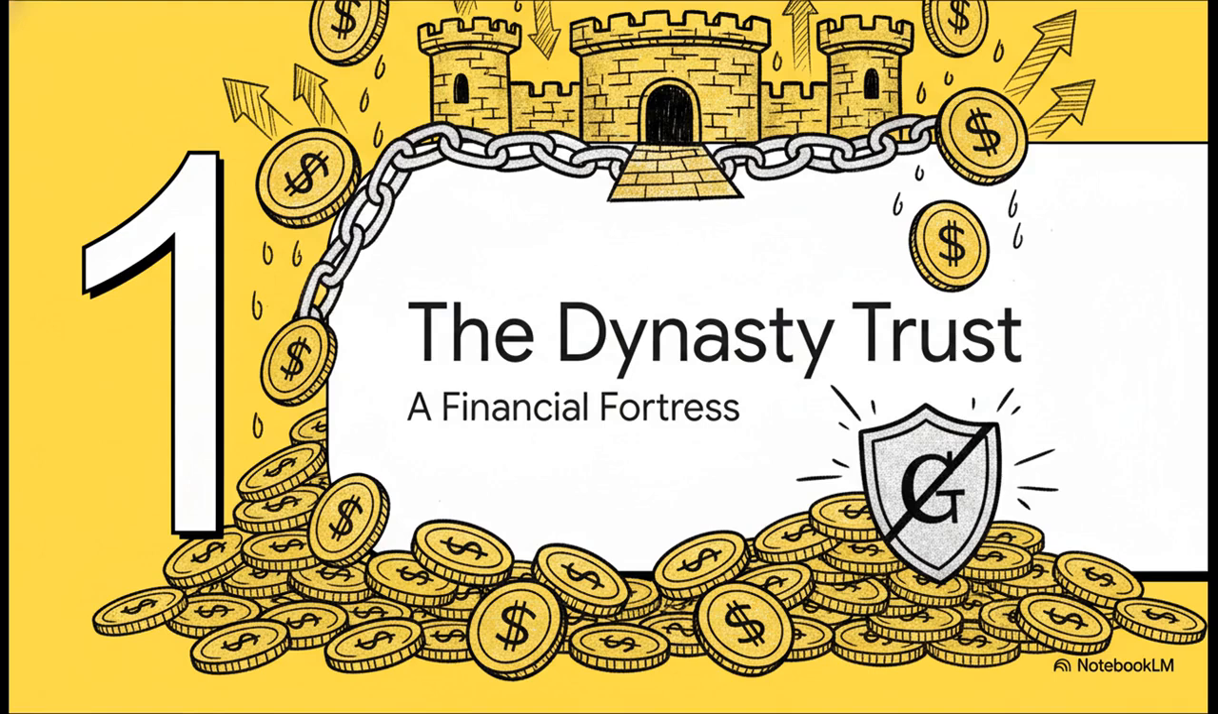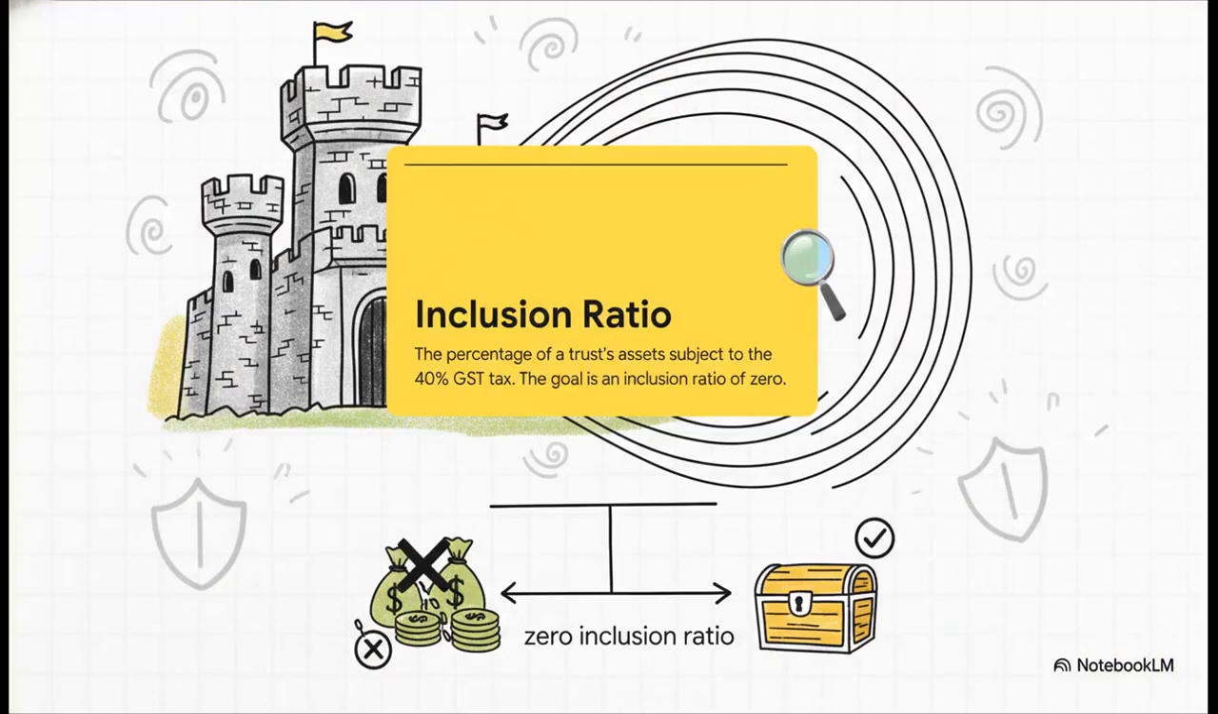Okay, first things first, what are we actually trying to build here? A dynasty trust isn't just any old trust. It's a financial fortress. Seriously, it's an irrevocable structure that's engineered to hold and grow assets for generation after generation. And in some states, that could be forever, all while being shielded from estate taxes and that punishing 40% GST tax. Now, the one number, the key metric that tells you if your fortress is going to hold, is something called the inclusion ratio. Just think of it like a vulnerability score. It tells you exactly what percentage of that trust is exposed to the GST tax.